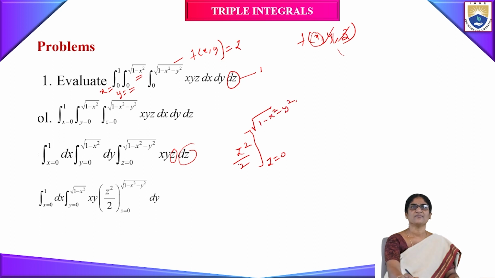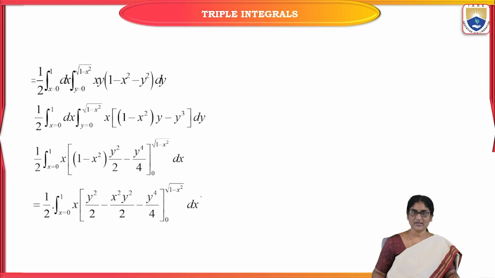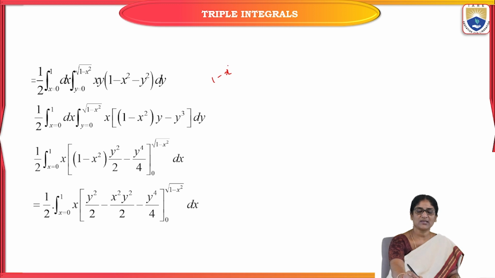Z square by 2 with the limits z equal to 0 to under root of 1 minus x square minus y square. Now wherever z is there, you can replace it with the upper limit. So z square is nothing but 1 minus x square minus y square minus 0 square, which is nothing but 1 minus x square minus y square. Now, x into y into 1 minus x square minus y square. Again, the next integration is with respect to y; it is a product of two terms.